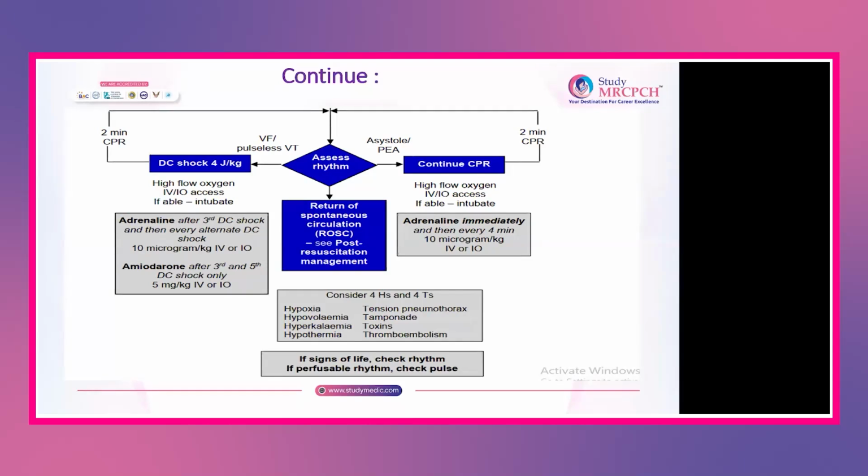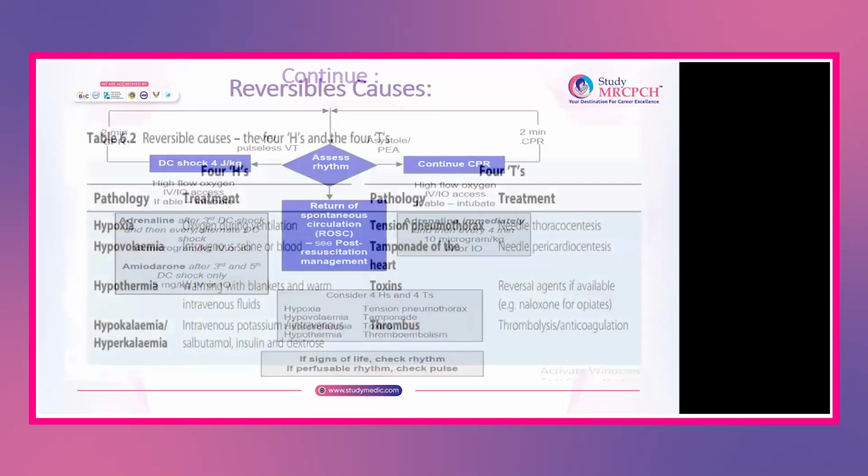Again here, we consider the reversible causes, the 4 H's and 4 T's, to be kept in our mind. Blood can be extracted and sent, and whatever is needed to be done. So let's see what these 4 H's and 4 T's are and what specific management is needed for them.